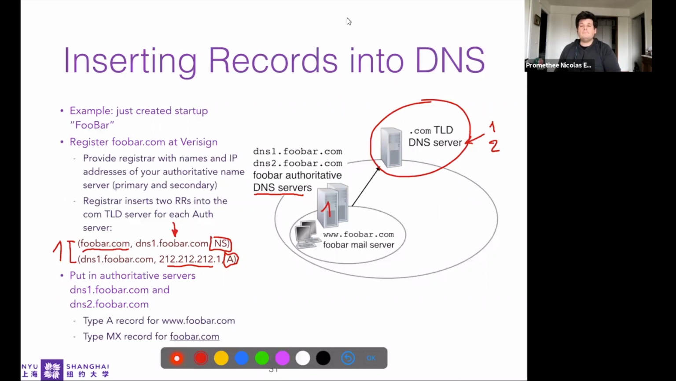All right? And so now within those servers, what do you need? You need a type A, a type MX, and so on to allow people to either connect to your website or to send you email. So you see how it is created? That's pretty simple, right?